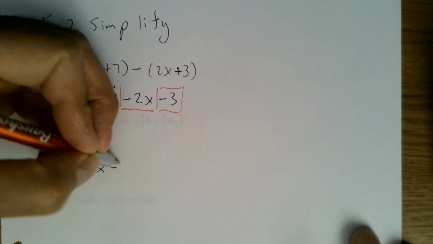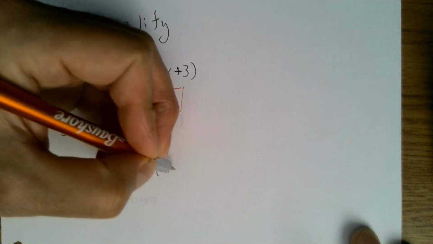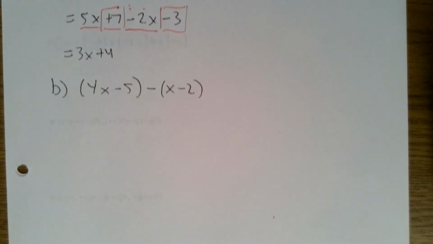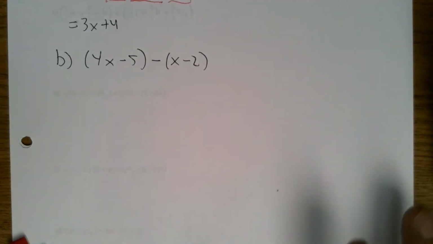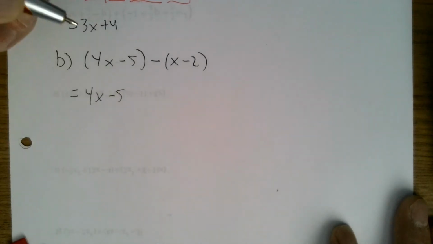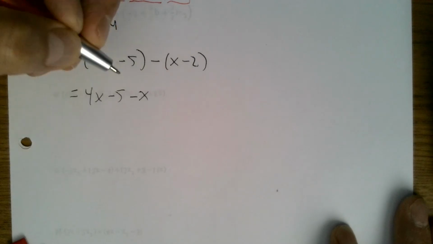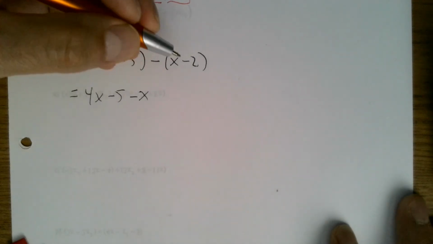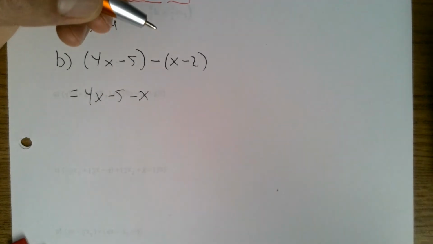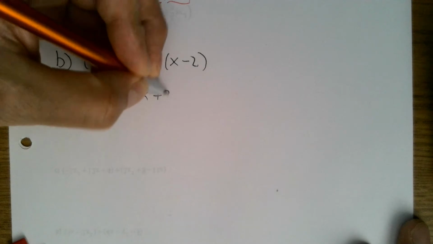4x minus 5, take away x minus 2. And again, this is the same as part C we did with the tiles. So we start out with 4x minus 5, and then we need to take away x, and then we need to take away negative 2. So you remember that taking away negative 2 is like someone taking away a $2 debt, which is the same as giving me $2. So I can write that as plus 2.